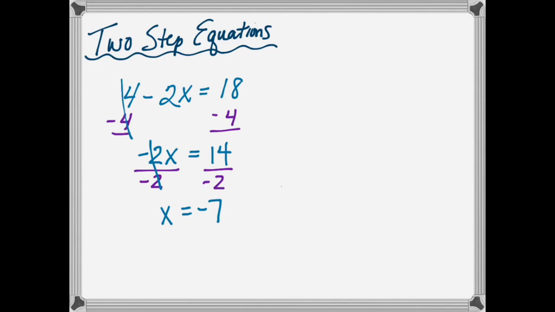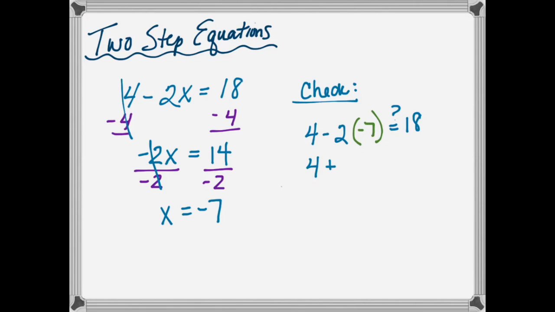All right, so again, we should always check our work. Our original problem was 4 minus 2x, so instead of x now we're going to plug in or substitute our negative 7. And we're going to decide if that is correct, if it equals 18. So, 4, negative 2 times negative 7 is positive 14, equals 18. So 4 plus 14 is 18, and that equals 18. So again, that checks out, and we're good.